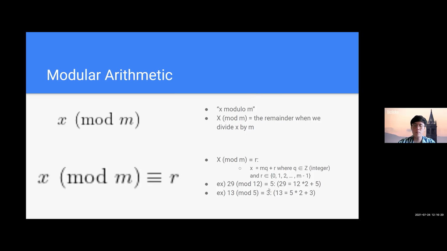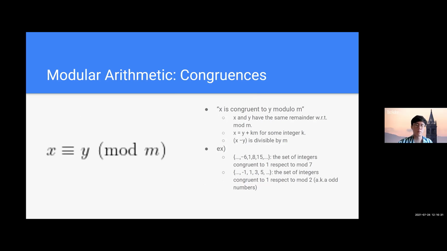The same holds for 13 mod 5. It is congruent to 3, because 13 is equal to 5 times 2 plus 3. So the remainder when you divide 13 by 5 is 3. Another thing to think about is congruences. If you have the expression x congruent to y modulo m, its meaning can be interpreted in 3 different ways, which all have basically the same meaning. It can be interpreted as x and y have the same remainder with respect to modulus m, or you can think of it as x is equal to y plus km, which is some integer multiple of m for some integer k.